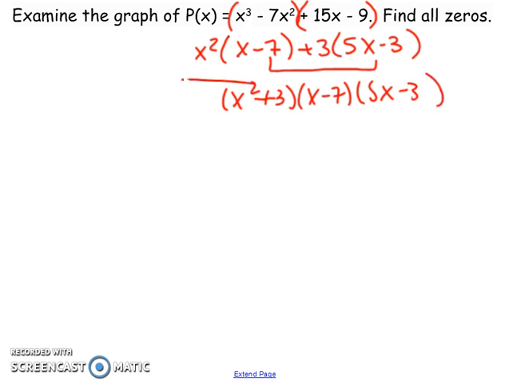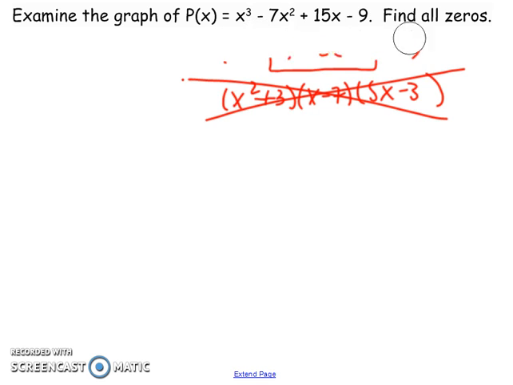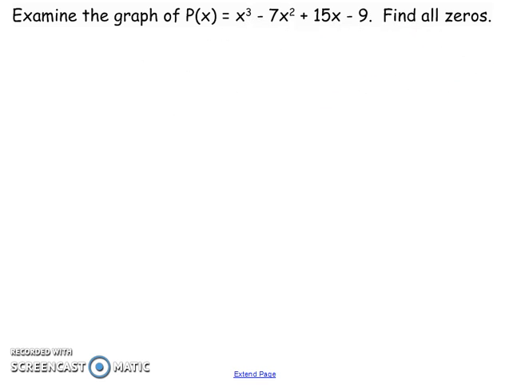So do not do this. This is a big no-no. If you were to do that, you're not going to have x to the third anymore. You're going to have x to the fourth, and it's nowhere near what you need. So that doesn't work. So we're going to graph it and look at the graph.